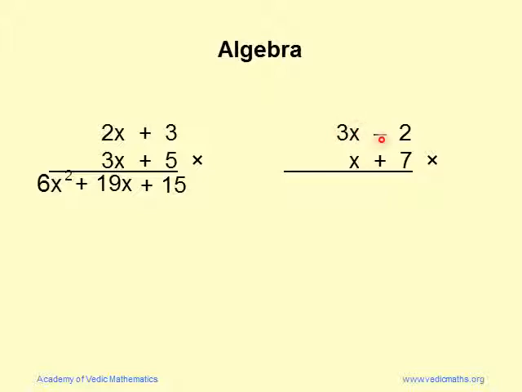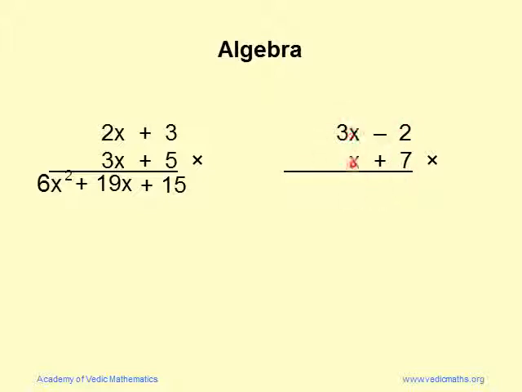This example is 3x minus 2 times x plus 7. This time we will do it from left to right. In algebra, there are no carries, so at least there is one thing you don't have to worry about. Sometimes there are also negative numbers. The good thing is no carries; the bad news is we have negative numbers.